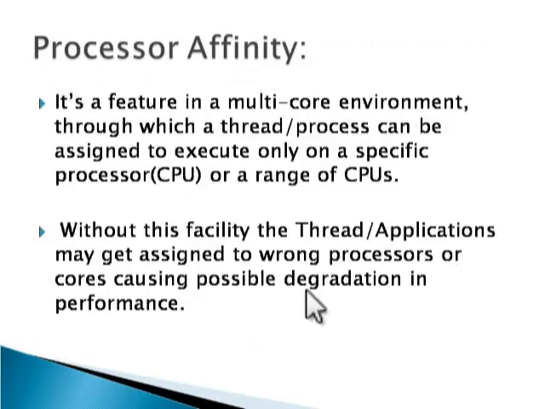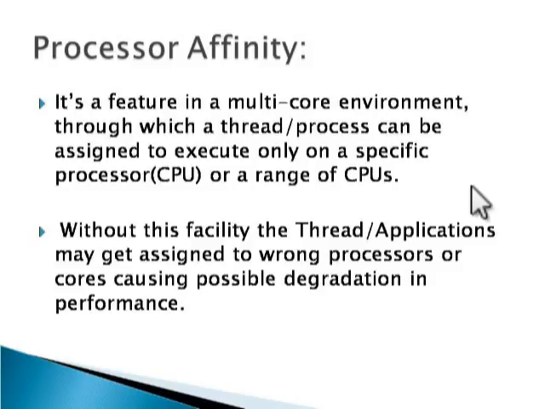So let's see what a thread is. In a multiprocessor system, a thread is a single line of commands that are getting processed. Each application will have at least one thread. It can be thought of as a road or a highway through which the information is passed to the core. Now, processor affinity is a feature in the multi-core environment through which a thread or a process can be assigned to execute only on a designated or specified processor or a range of CPUs.